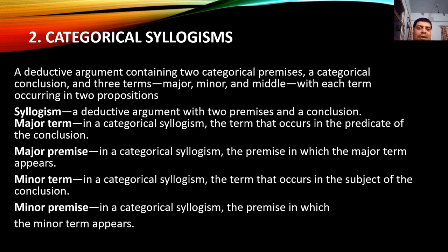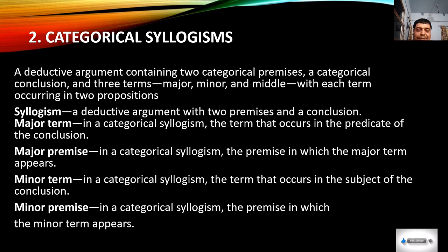The second type of categorical argument is categorical syllogism. So what is categorical syllogism? It is a deductive argument containing two categorical premises, a categorical conclusion, and three terms: major, minor, and middle term, with each term occurring in two propositions, meaning they occur in both propositions, and the main role is of the middle term. I will explain afterwards how they occur. A syllogism is a deductive argument with two premises and a conclusion.